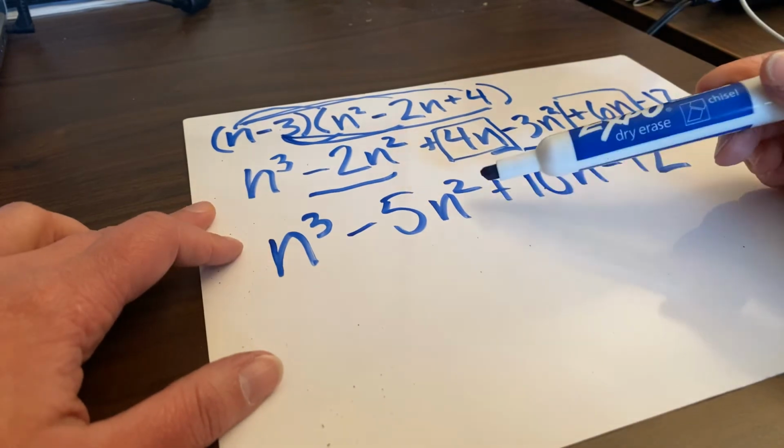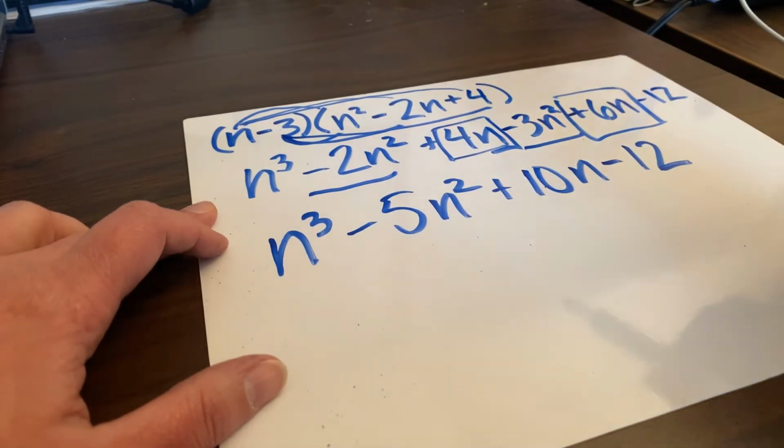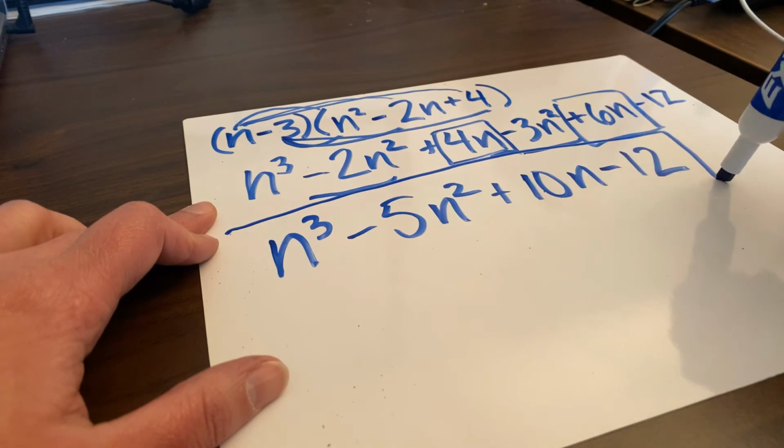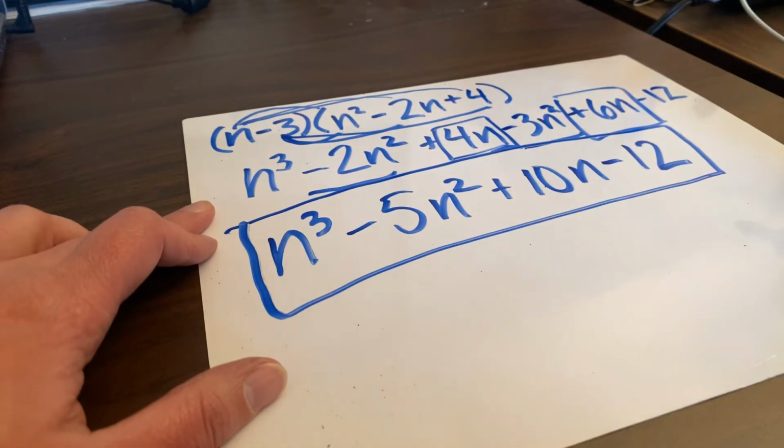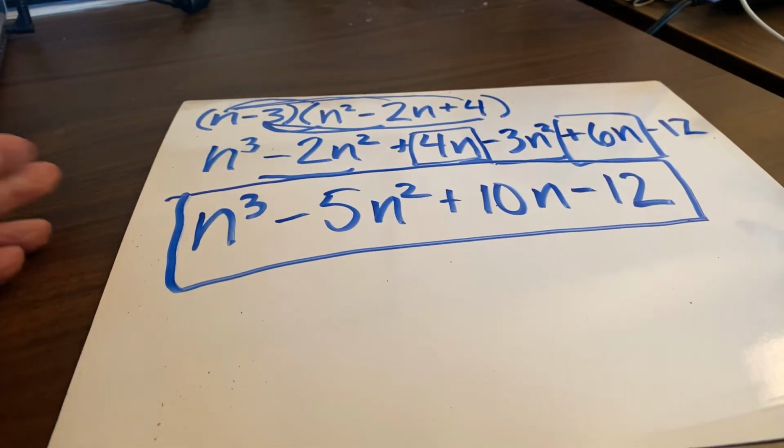And we have an n cubed, an n squared, an n term, and a constant, and then we are done. That is our answer. We have multiplied a binomial and a trinomial.